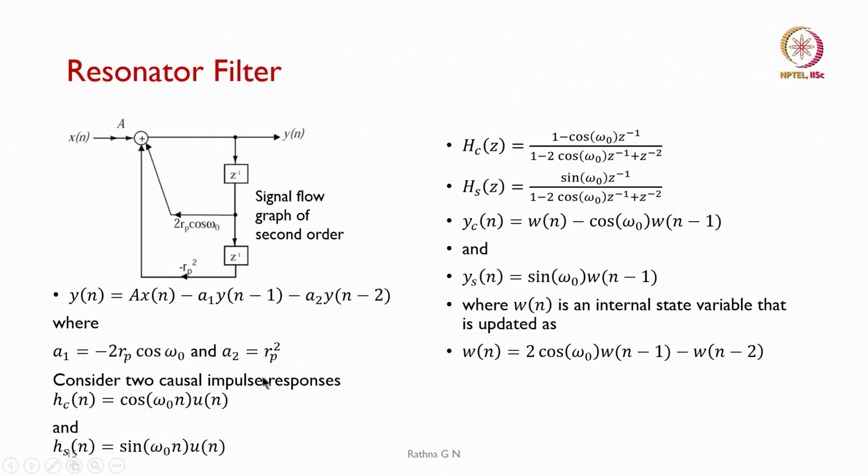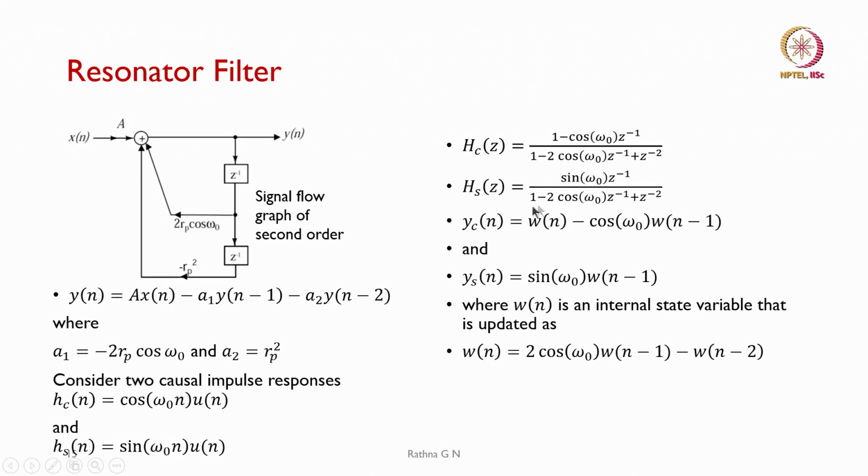So, consider two causal impulse responses, that is Hc of n is given as cos omega naught n into u of n. The second one I can consider as a sine function, Hs of n is equal to sine omega naught n into u of n. Then you will be seeing that the cos function is given by this equation and the sine function is represented this way.